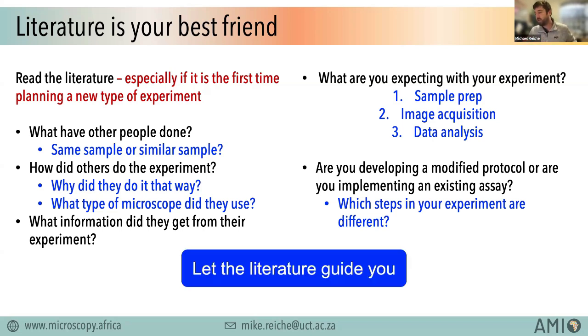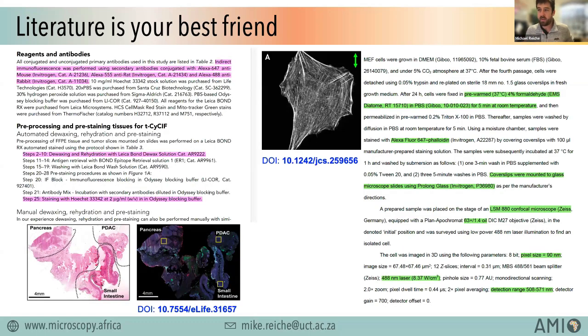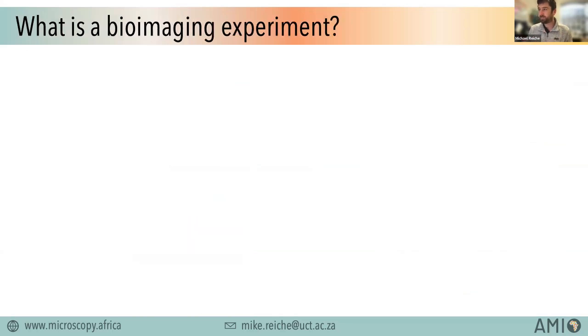So ultimately, let the literature guide you. And the literature, there's a lot that you can find. Not all papers will have fully comprehensive methods, but the methods are there and must be used when they're available. You can get information on what type of microscope they used to do this experiment, what they had to do for their sample prep, and then that can help you to understand what you need to do in your experiment.